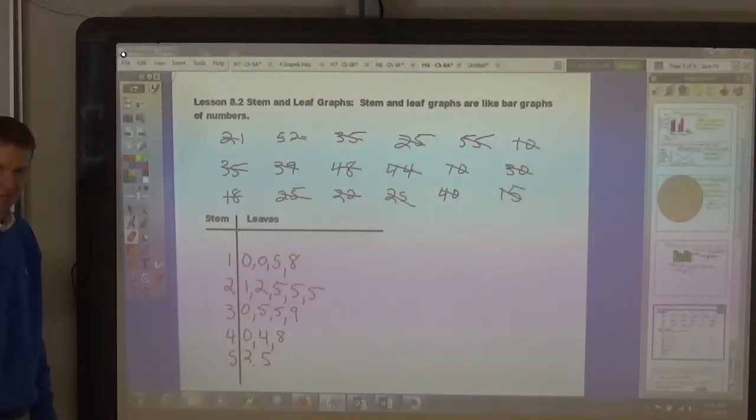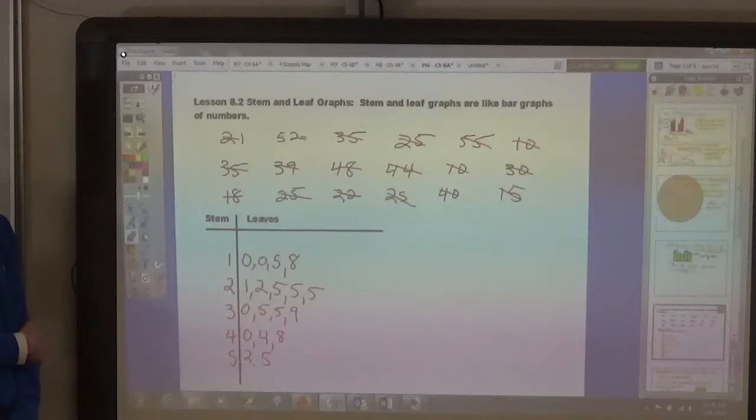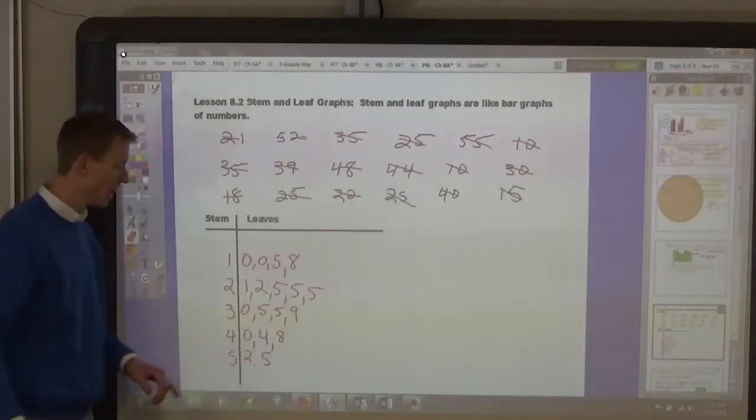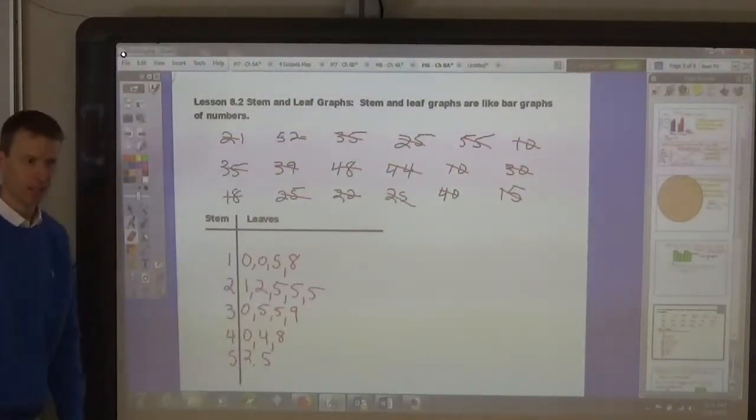27, 26, 28, and 29. Okay, and which is the middle? What would be the middle value? 27, and 25. 25, 27.5. What is the mode? Oh, I know. What is the mode in this set? Abby? 25. Yep, you can just look for the number that has the most leaves.